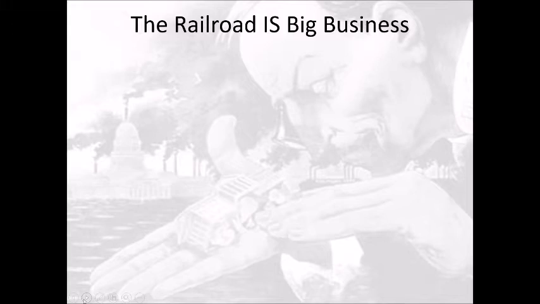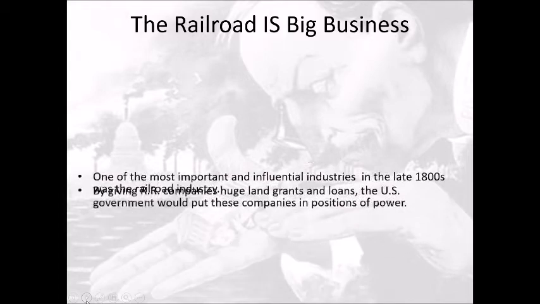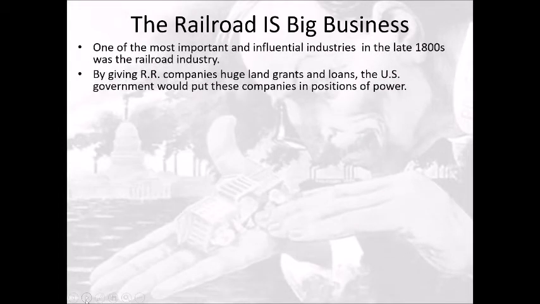Now, if we're going to talk about business in the late 1800s, the first thing we have to talk about is the railroads. It was one of the most important and influential industries in the late 1800s, and the U.S. government helped railroad companies by giving them huge land grants and loans, and this would put railroad companies in positions of power. They could control farming in many respects, because if they had the land and farmers wanted to use it, the farmers had to buy it from the railroad companies. Also, if farmers wanted to ship their goods from place to place, especially across country, they needed to go to the railroads. That was the only option.